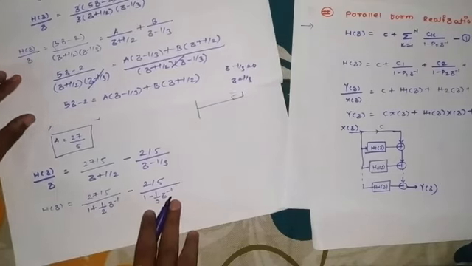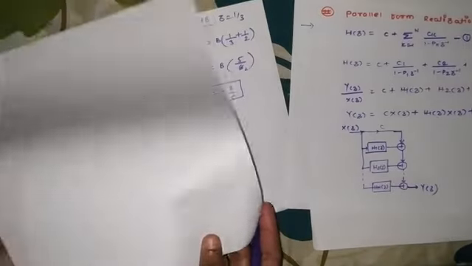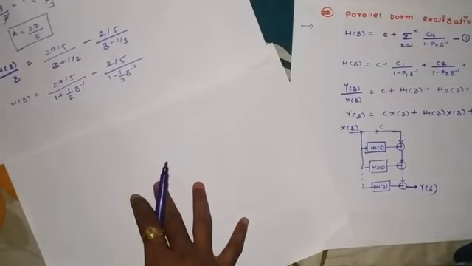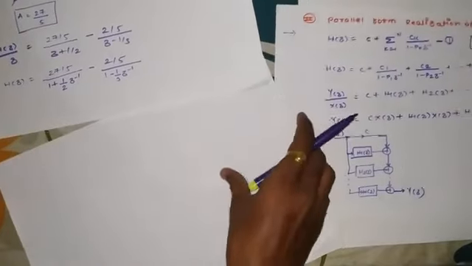Now the next step is we'll realize this using direct form 2 realization. So you can see I'm just simplifying this equation now.